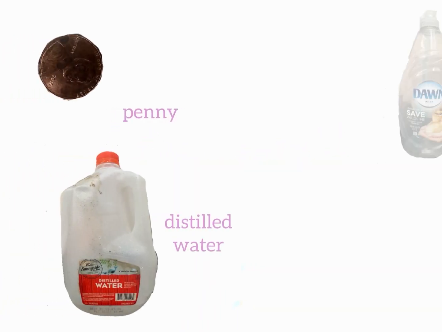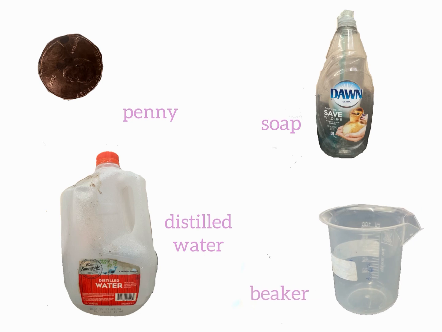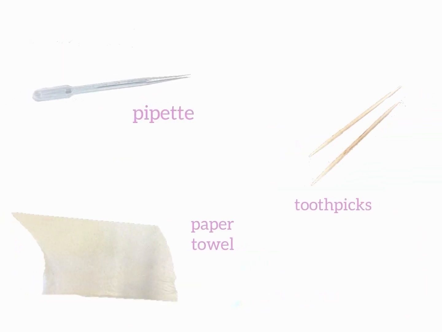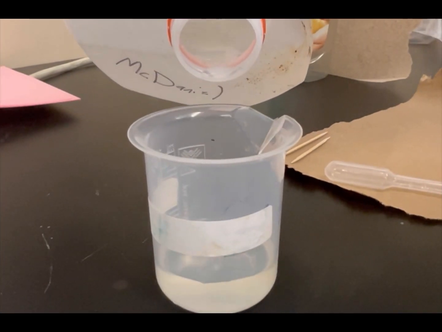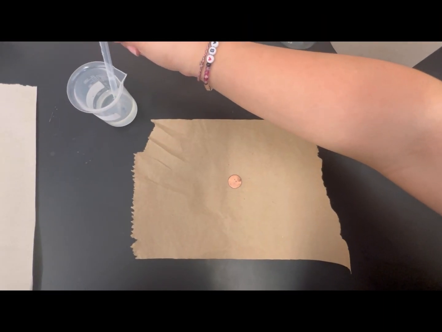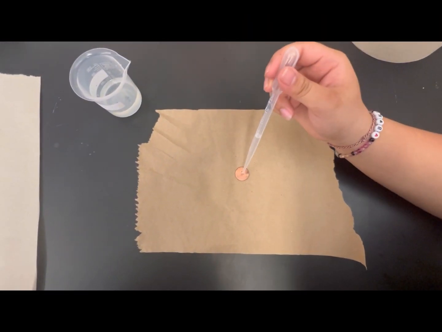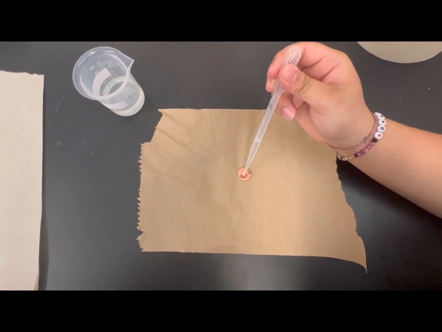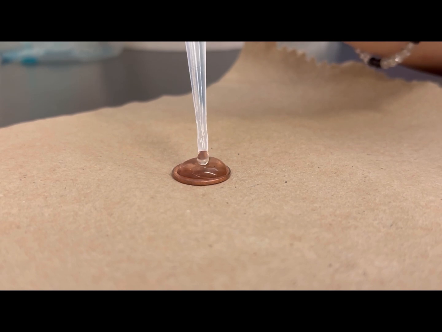The materials needed for this lab are a penny, distilled water, soap, a beaker, a pipette, paper towels, and toothpicks. To do this lab, pour the distilled water into the beaker, filling it about 1/4. Get a dry penny and place it on a dry paper towel. Next, by using a clean pipette, add distilled water to the penny, drop by drop, until it overflows.